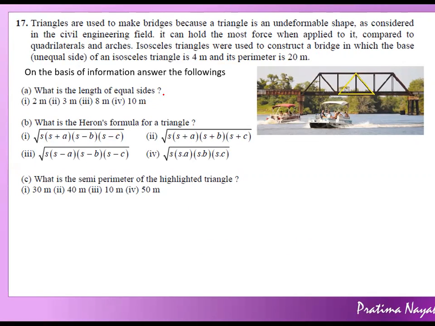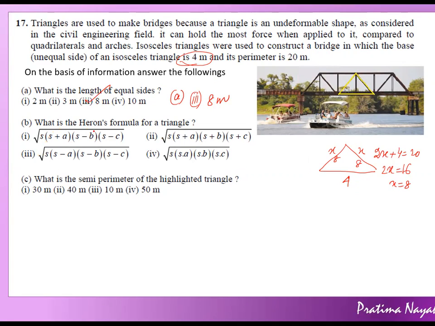First is: what is the length of the equal side? So if you observe the triangle, the base is given 4 meter and the perimeter is 20. That means the sum of all sides is 20 meter. So I'm taking the equal side as x. That means 2x plus 4 is equal to 20. Then 2x is equal to 16, x is equal to 8. So the other equal sides are 8 meter and 8 meter. So for part A, the third option is the answer. Don't write only 3, write 8 meter also.